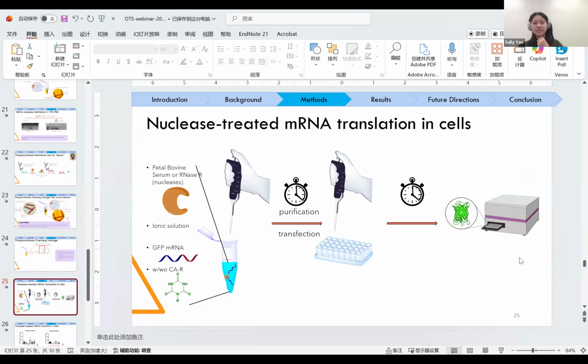The way we test it in cells is first we collect time points of nuclease-treated mRNA and purify them. So we have different time points of samples. Then we purify them so the sample itself only has mRNA. We're not testing the delivery or anything. We just want to make sure the mRNA still works. So we just transfect everything with lipofectamine into the cells just to see the expression. We wait overnight and then we read it through a plate reader, if that clears it up.